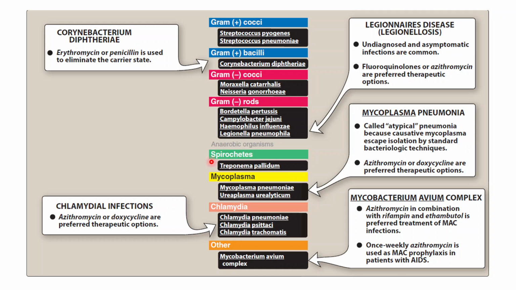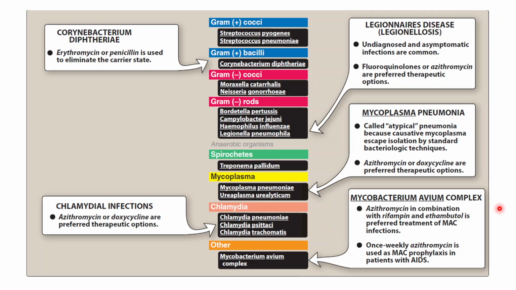And then Treponema pallidum, that is syphilis, a sexually transmitted disease. Mycoplasma pneumoniae causes atypical pneumonia, and also Ureaplasma urealyticum causes urinary tract infection, and azithromycin is also effective. Mycoplasma pneumoniae can also be treated with doxycycline; they are equally effective. And for chlamydia infections, azithromycin is also effective.